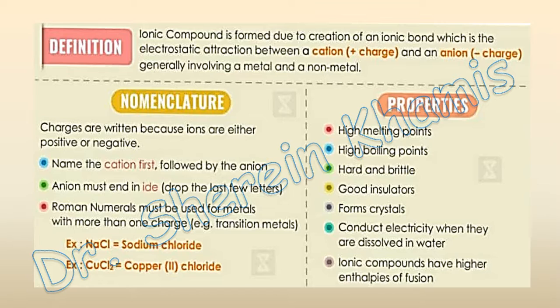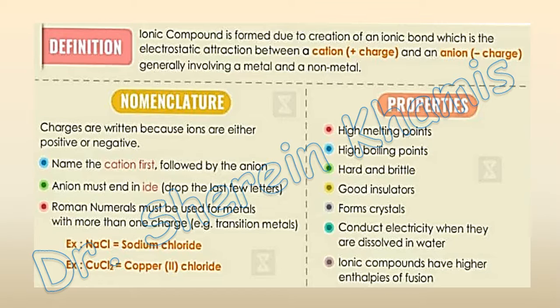Okay, we have the last slide here. We can summarize what we are going to illustrate in the next session, and what we have said in previous years. The ionic compound is formed due to the creation of an ionic bond, which is the electrostatic attraction between the cation positive charge and the anion negative charge, generally involving a metal and a non-metal.